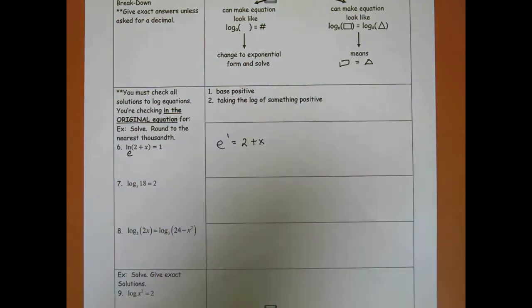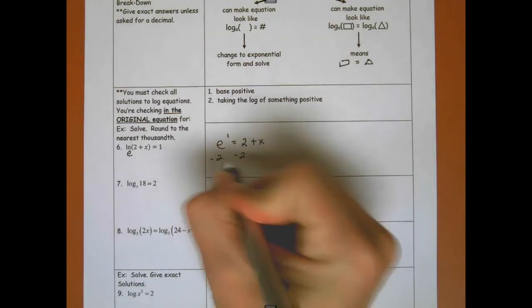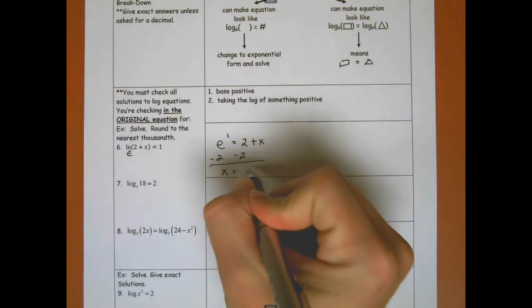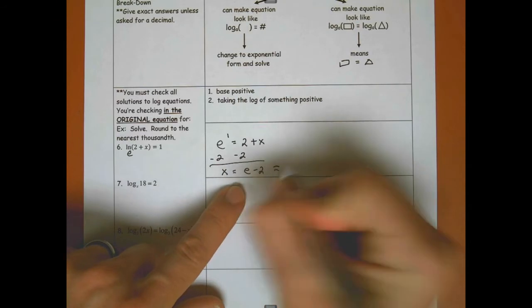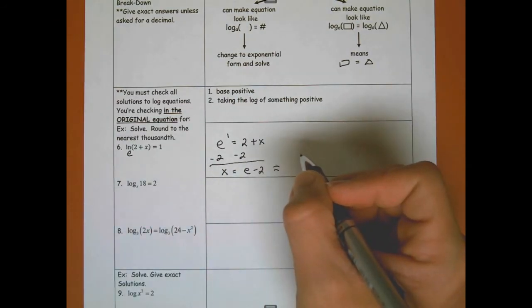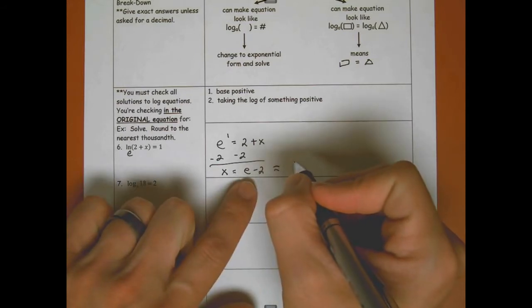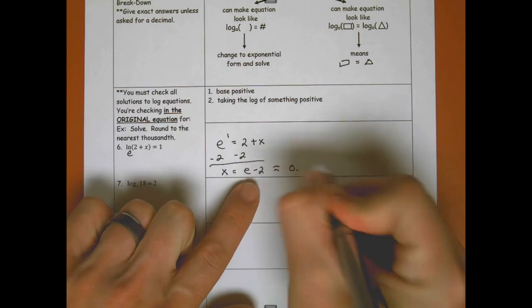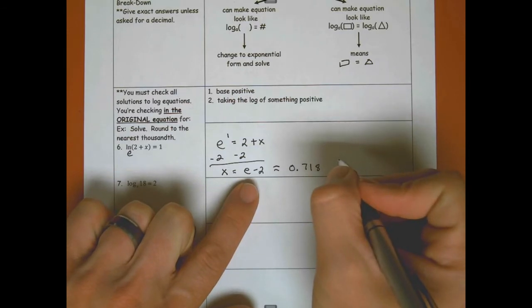And then once you get to that step, it's just like an equation you've solved before, hopefully. In this case, you just need to subtract 2 to get x by itself. And x is equal to e minus 2. Now, this is an exact answer. If we want to get an approximate answer, then just type that expression into your calculator. So I'll do that real quick. Although, I guess e is 2.718, so you could have probably done that in your head if you have e memorized. And we'll just round it there.